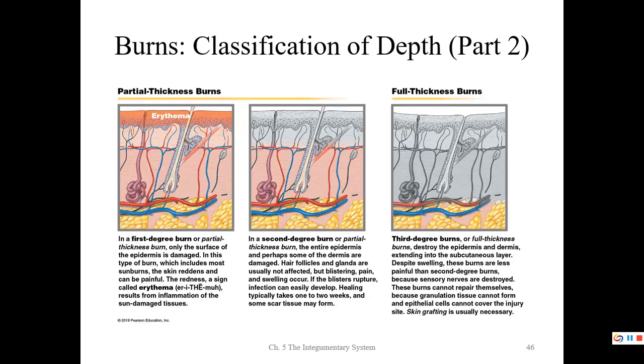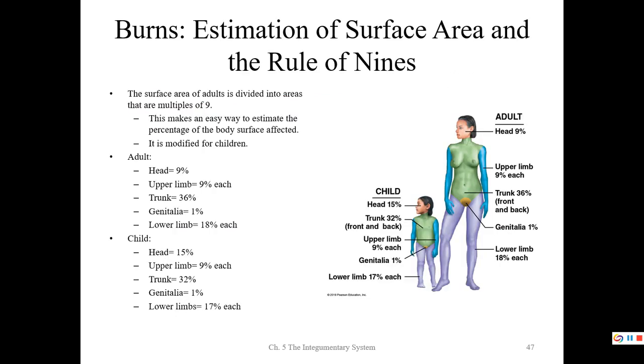So first degree has erythema. Redness is superficial. Second degree takes out all the epidermis and even part of the dermis. Full thickness takes out epidermis, dermis, and even part of the hypodermis. Skin grafts are usually needed. Now, the rule of nines, this will also be on the test for the adult. You'll need to learn these.